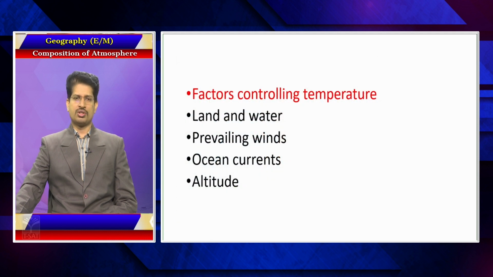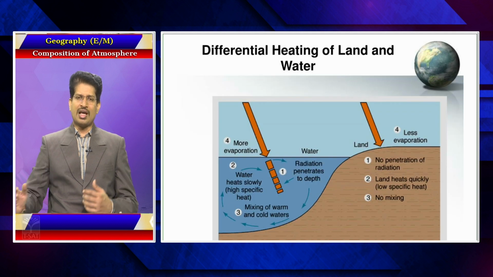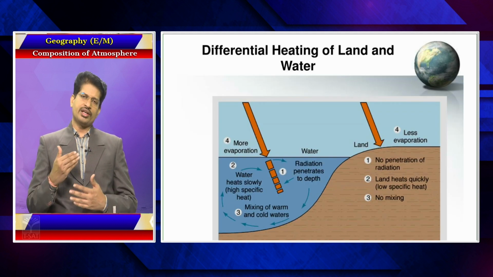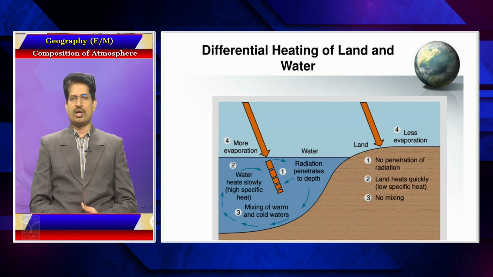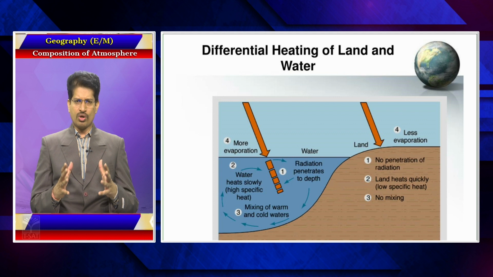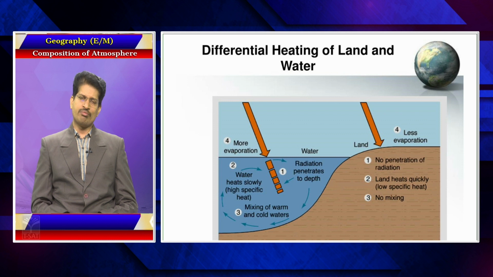The factors which control the temperature are the land and water nature, prevailing winds, ocean currents and altitude. For the land and water nature, the land can be heated very fast and radiates the heat back to the atmosphere very fast, but that is not the case with water. Water takes more time to get heated, and it takes more time to release heat back. In this process, it retains more heat energy for a longer duration, because of which it impacts the temperature of the atmosphere above.